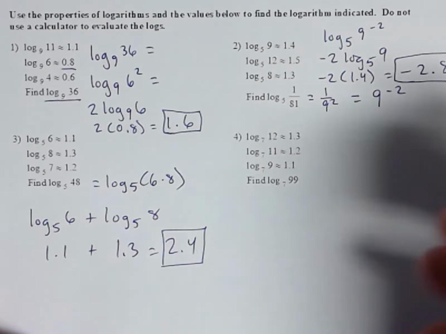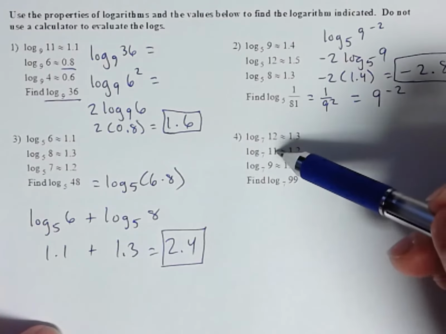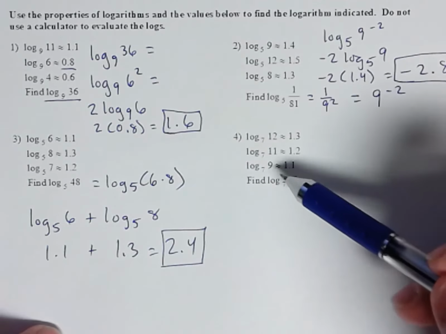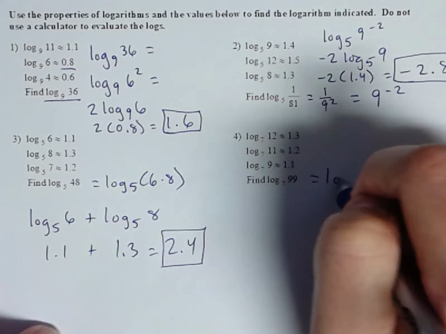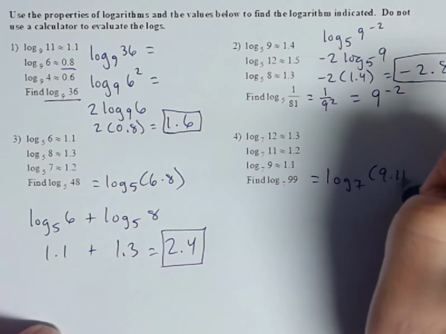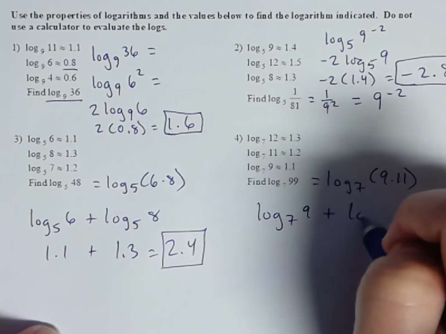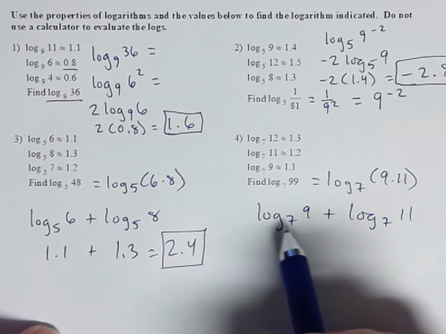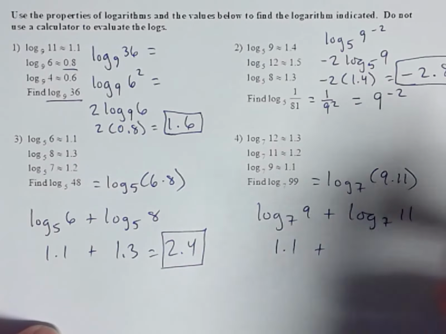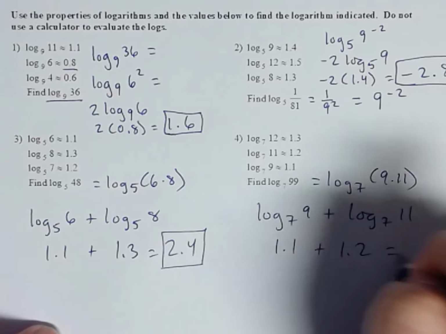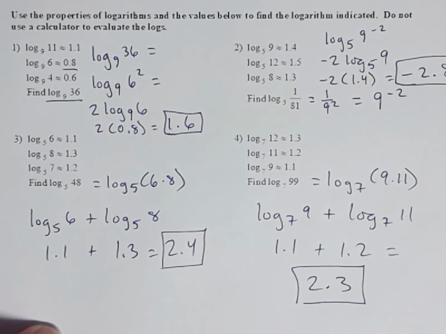Okay, one more. Log base 7 of 99. They gave us 12, 11, and 9. Very similar to what we just did. Well, 9 times 11 is 99, right? And so that's the same as the log base 7 of 9 times 11, which I could break apart. Log base 7 of 9 plus log base 7 of 11. Log base 7 of 9, they told me, is 1.1. Log base 7 of 11 is 1.2. Add those together, and we get 2.3. Okay.